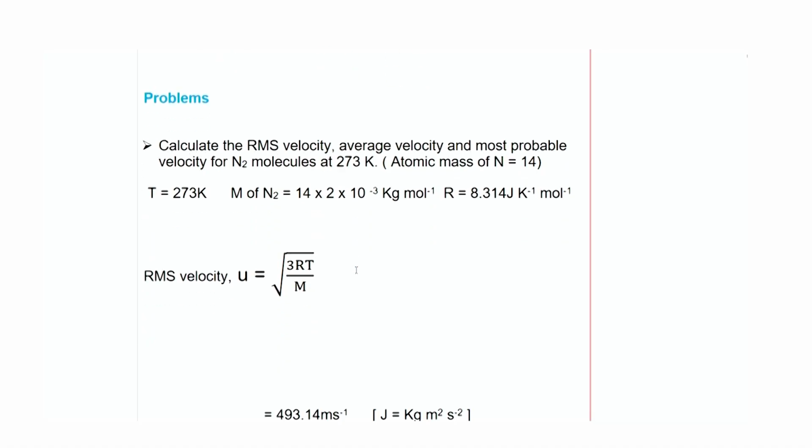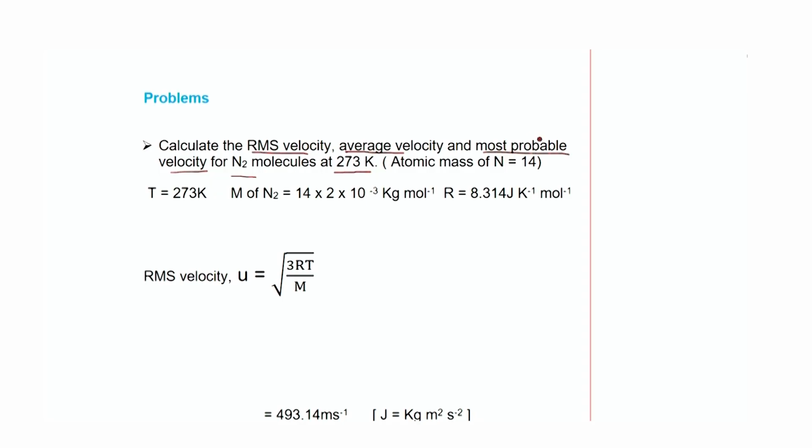Now, let us go for some problems based on all these velocities, that is RMS velocity, average velocity and most probable velocity. Here the problem is: calculate the RMS velocity, average velocity and most probable velocity for nitrogen molecules at a temperature of 273 Kelvin. The temperature is given in Kelvin and the atomic mass of nitrogen is equal to 14. Okay. We will write the data. Temperature is equal to 273 Kelvin.